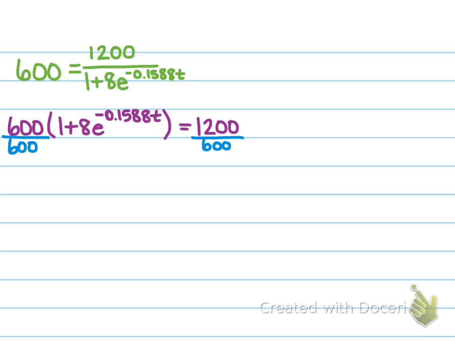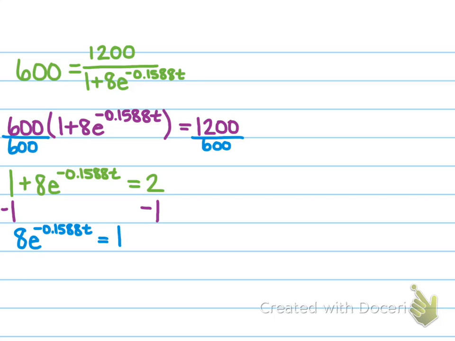Then I'm going to divide by 600 on both sides. And we know that 1200 divided by 600 is 2. So our goal right now is to get the e by itself. So we're going to subtract 1 on both sides. And then we'll divide by 8 on both sides. So now e to the negative 0.1588t power equals 1 over 8.